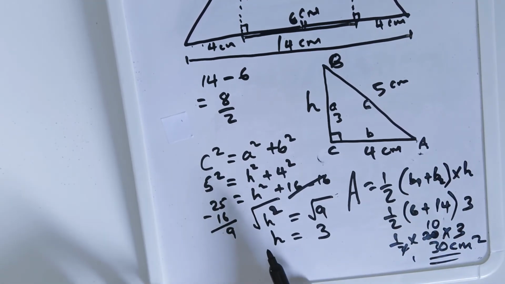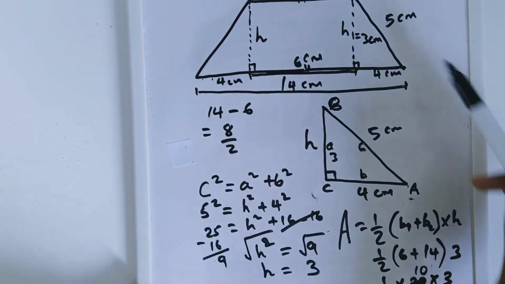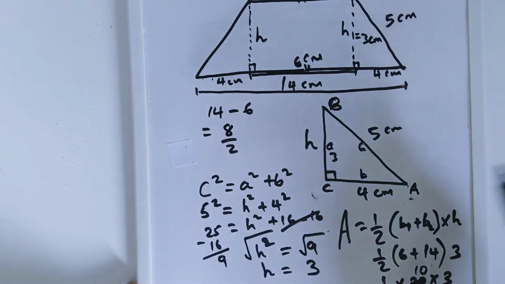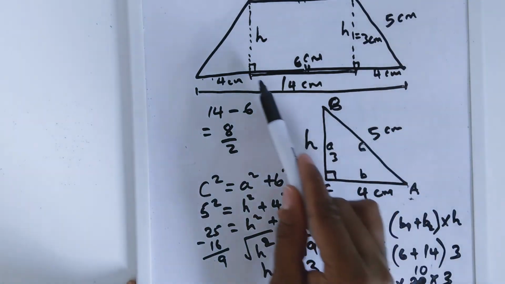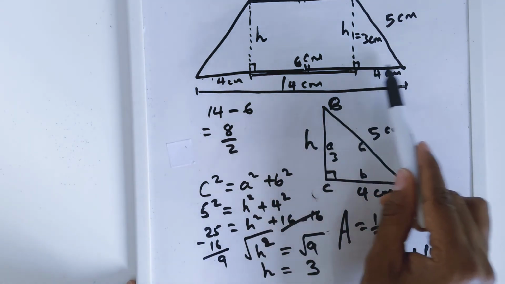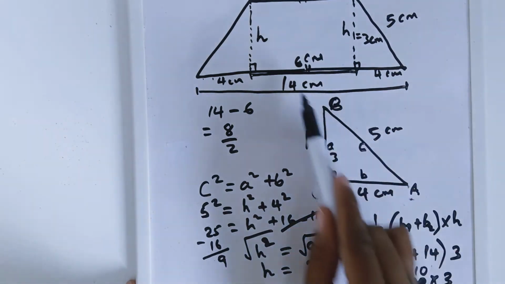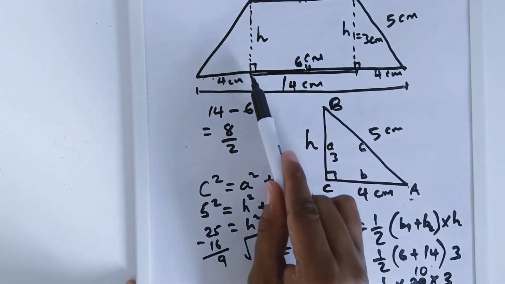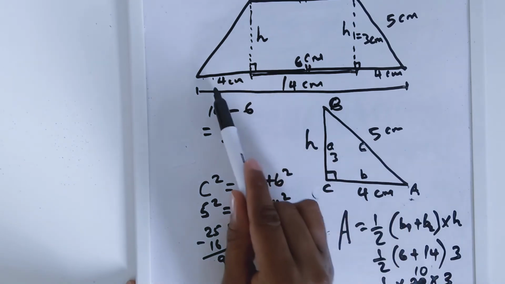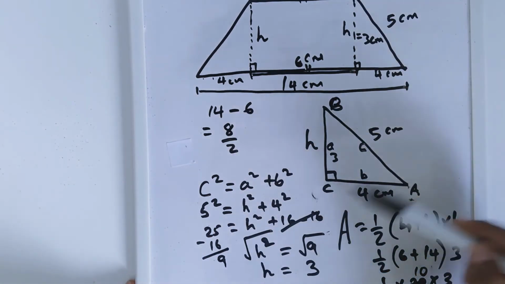So let me just quickly recap. First of all, we have to find the height of the trapezoid. In order to find that, we have to find the base of this right angle triangle. To find that, subtract 6 from 14. You are left with 8. 8 divided by 2, that is 4 and 4. So this is the right angle triangle.